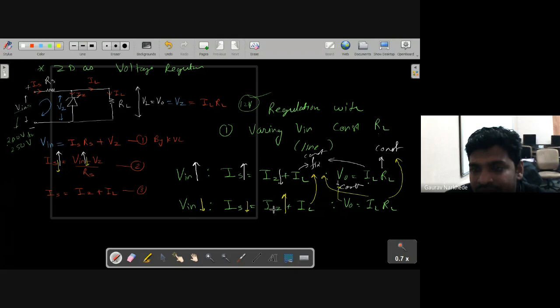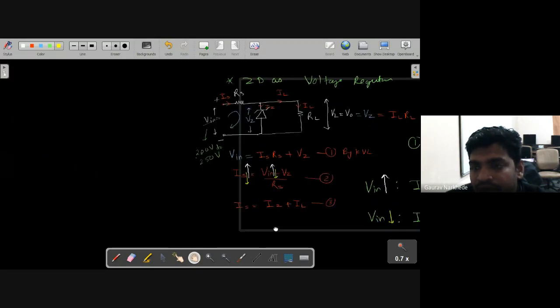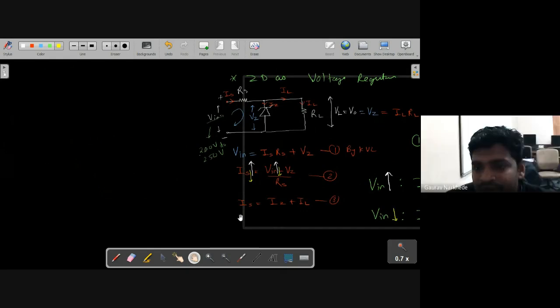Can I say that this is your line regulation, or like this Zener diode will act as a voltage regulator even though the input is variable. Very good. Okay. Now second case, let us say that your input is fixed.